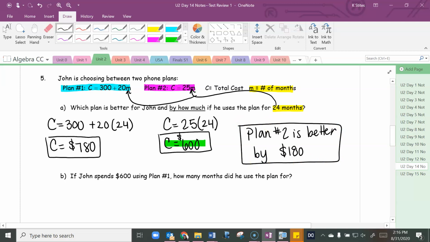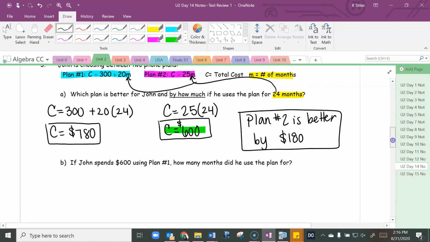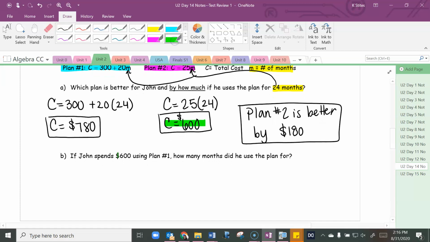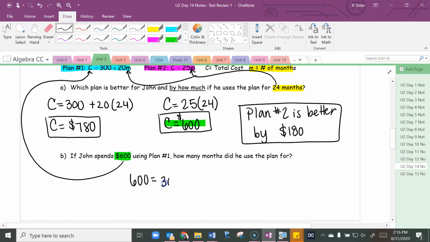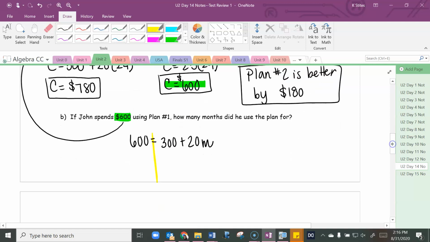Right, if John spends $600 using plan 1, how many months did he use the plan for? So again, look at the money, or look at the value you're given. It's money, that's a cost. So that needs to go in place of C, C for cost. And they've told us we're only using plan 1, so we're just using this one right here. So again, 600 is going in place of C. Okay, and now this is something that we can solve. What will we do? Subtract your 300 on both sides.